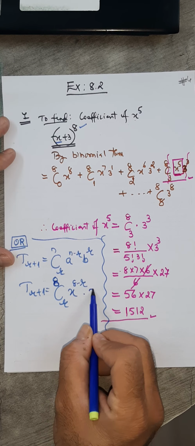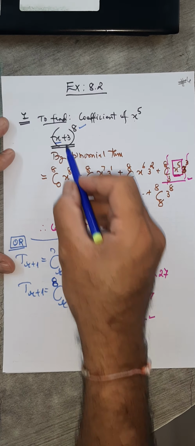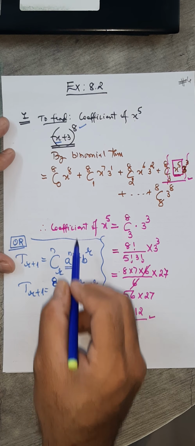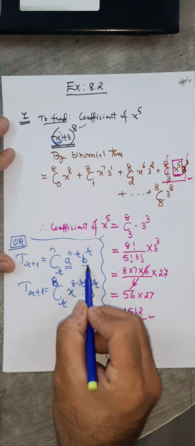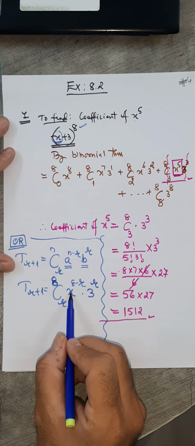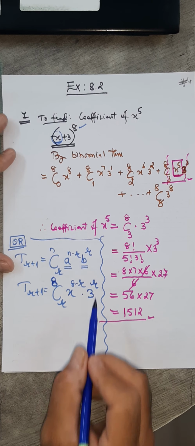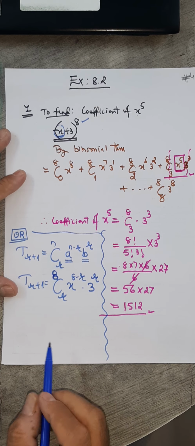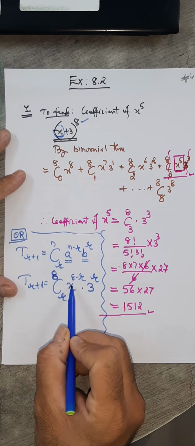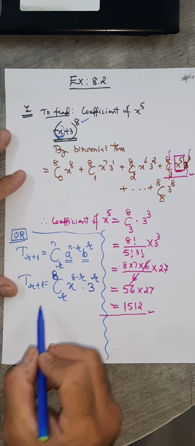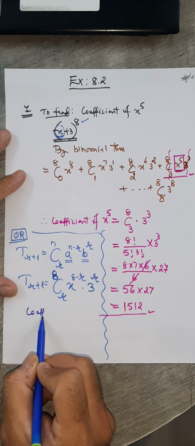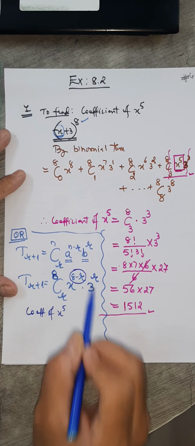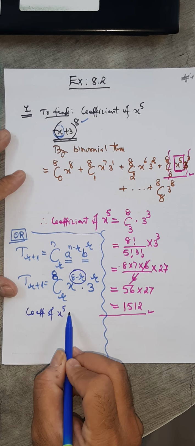And B, what is B? That is nothing but 3 raised to what? R. I've just used the formula. I wrote the value of A, how much? x. I wrote the value of B, how much? 3. So x raised to 8 minus r into 3 raised to r. Fine. Now what I want here is the coefficient of x raised to 5, right? Coefficient of x raised to 5. That means the power should be what? 5, right, understood.